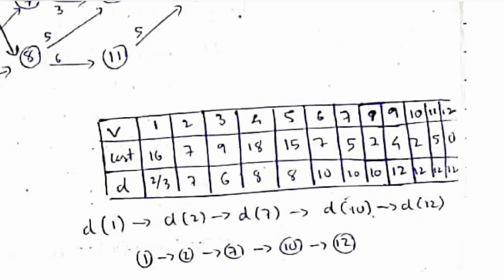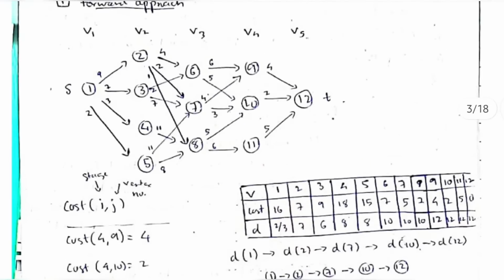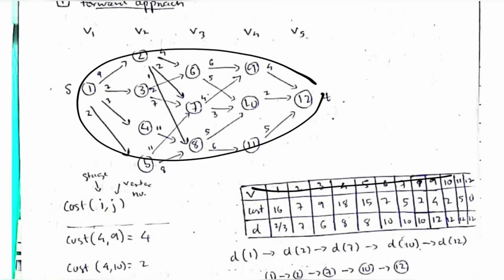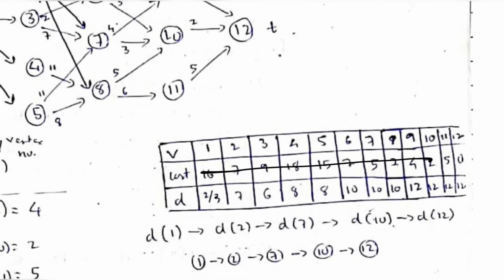Okay, so initially you will have to create a table with 3 rows here: vertex, cost and D. Vertex you will write from 1 to 12 because we have 12 vertices here. We'll be writing from 1 to 12, and then the cost and D will be kept empty. Here no value will be there.